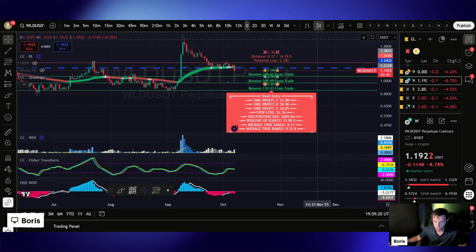So that's my roundup for today. Again, we're going short on WLD, and let's see what the rest of the week brings in terms of price action. Hopefully Bitcoin stays above that $120,000 level.